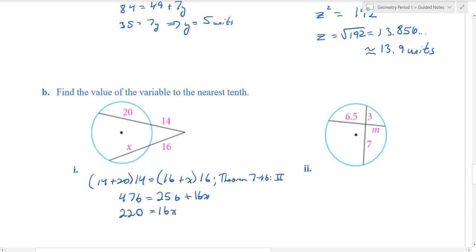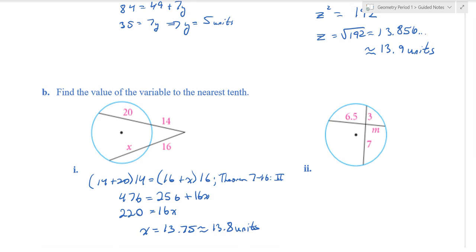We go ahead and divide both sides by 16, and we get that x is equal to 13.75, which is approximately equal to, because it says to the nearest tenth, 13.8. Again, it doesn't say what the lengths are in, so we're going to say units. All right, so that's that one right there.